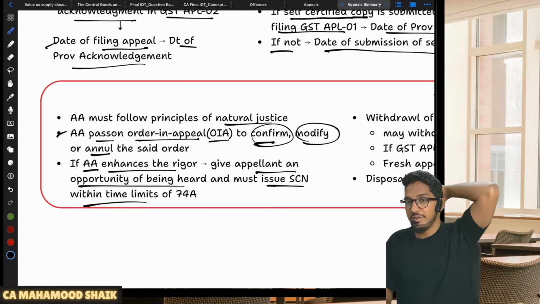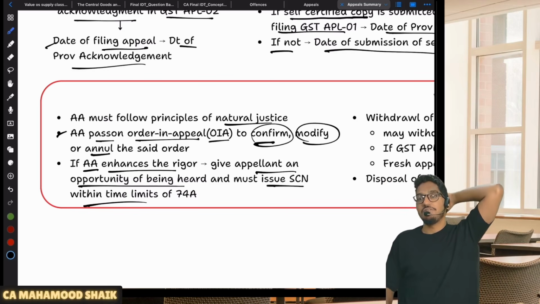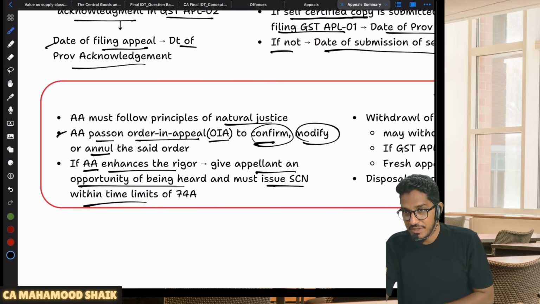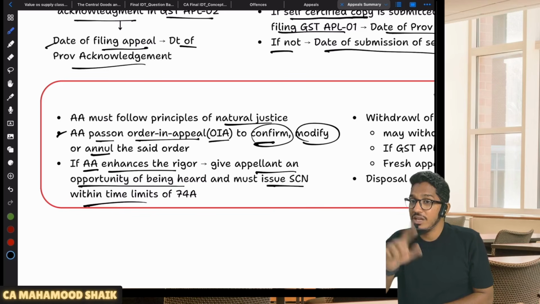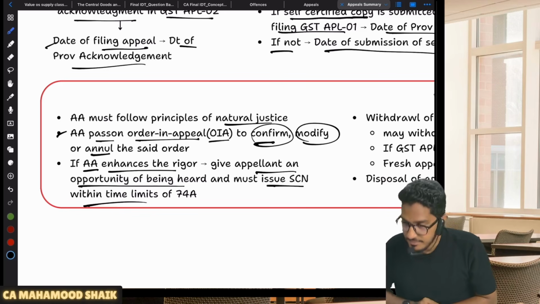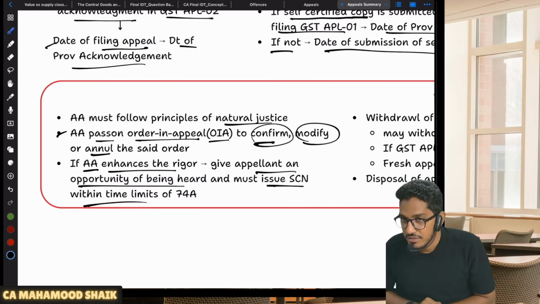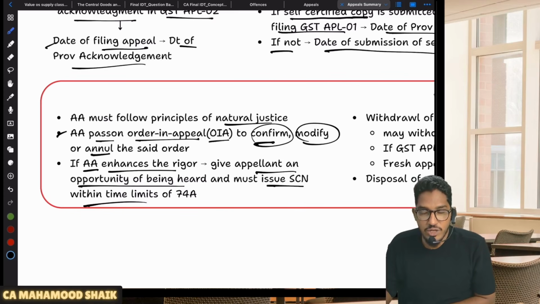What is the 74A time limit? 42 months, 3.5 years. We have the timeline. They can make an order for a fresh demand, but they can do it only if it is within the time limit of 74A, 42 months or 3.5 years. Within that, if the time is there, they can pass an order asking you for the extra amount, and they have to do it after giving an opportunity of being heard.